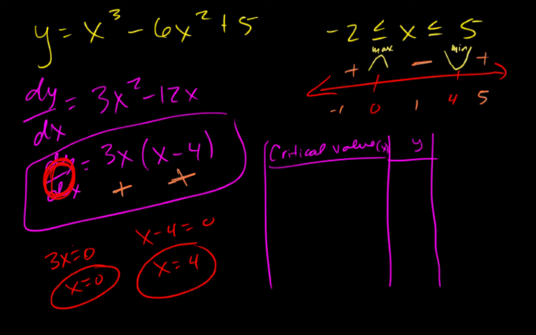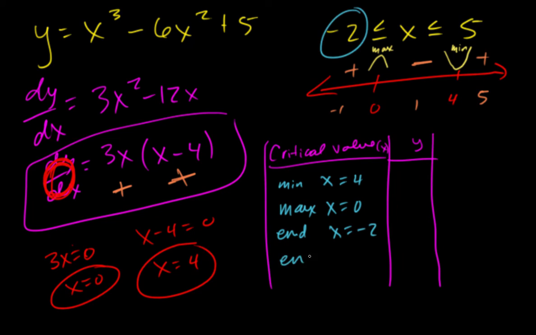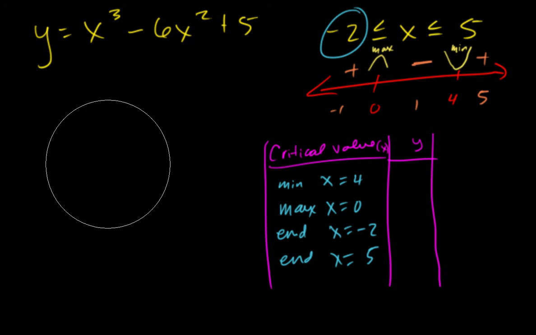So we have a minimum at x equals 4, and then we have a maximum at x equals 0, and then we have an endpoint at x equals -2, and then we have an endpoint at x equals 5. So those are the x values that we need to find corresponding y values to. So I'm going to make some room right here.